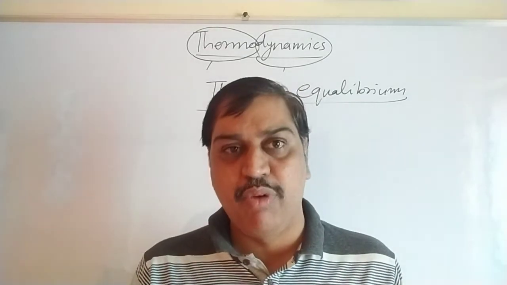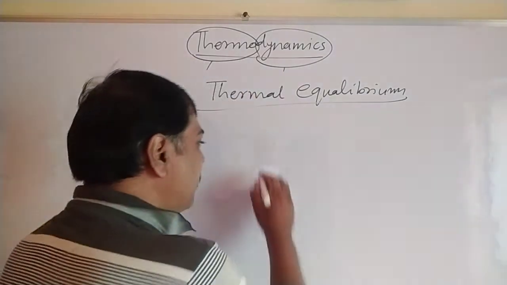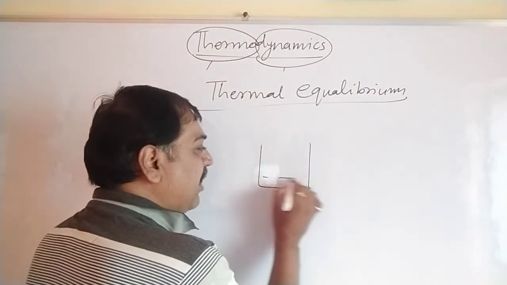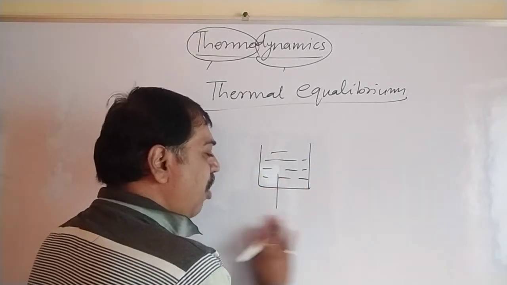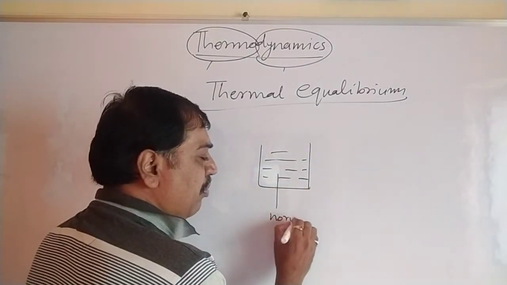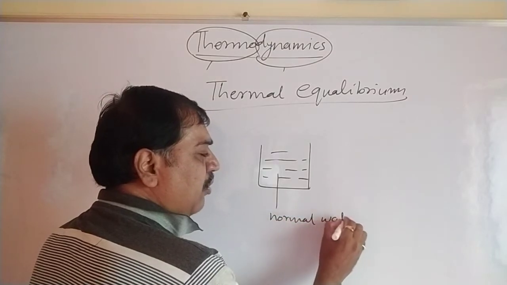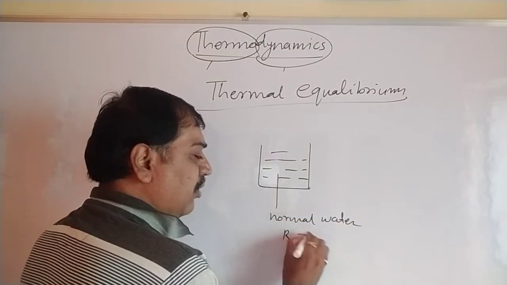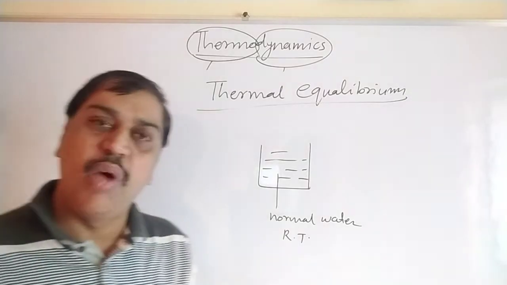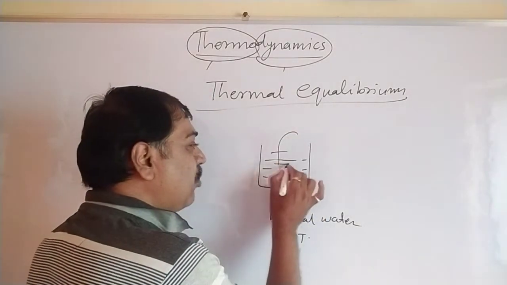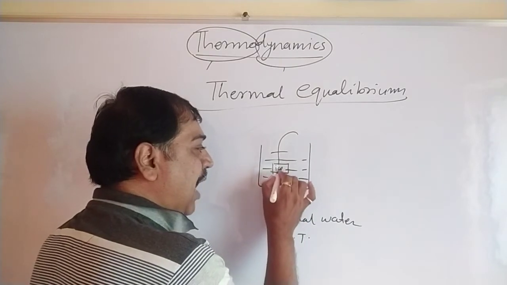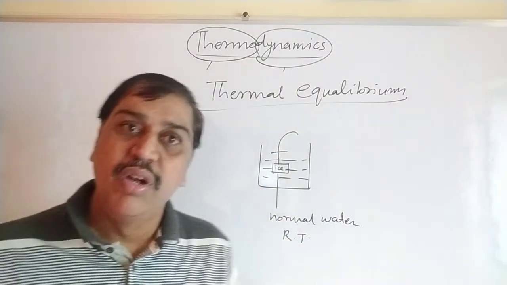Thermal equilibrium means what? Let's start with one of the best examples. Suppose we have taken this beaker. This beaker contains some water, normal water whose temperature is room temperature. Now I have taken an ice cube, and when we put that ice cube in the normal water, what will occur?